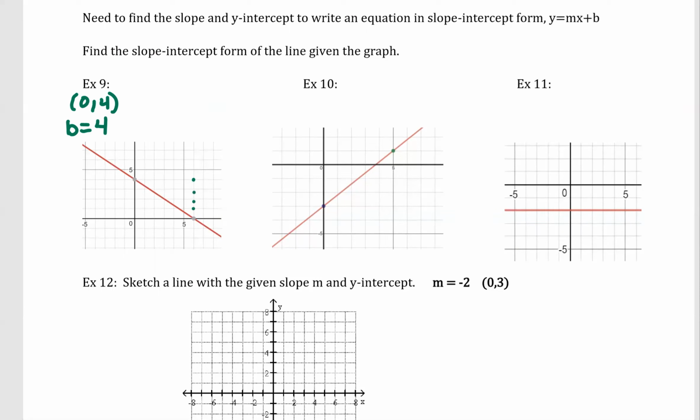But we're rising 4 and going left 6. So the rise is 4. The run is -6. We need to simplify this fraction, which would simplify into -2/3. So we have everything we need to write the equation of the line. We have the slope of -2/3, so that's y = -2/3 x plus the y-intercept, which is 4.